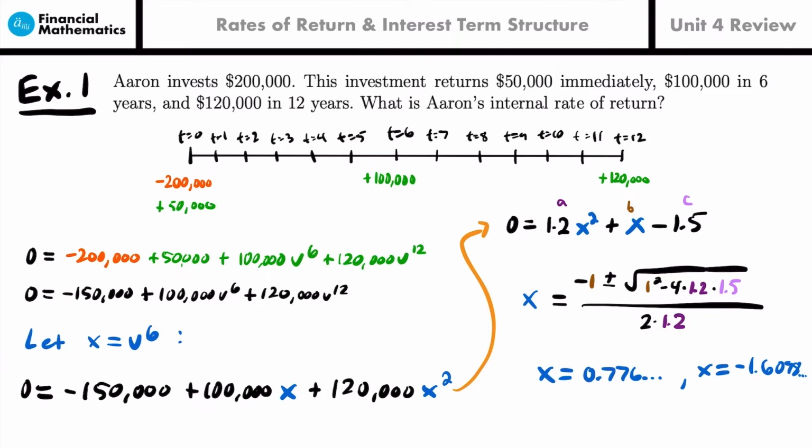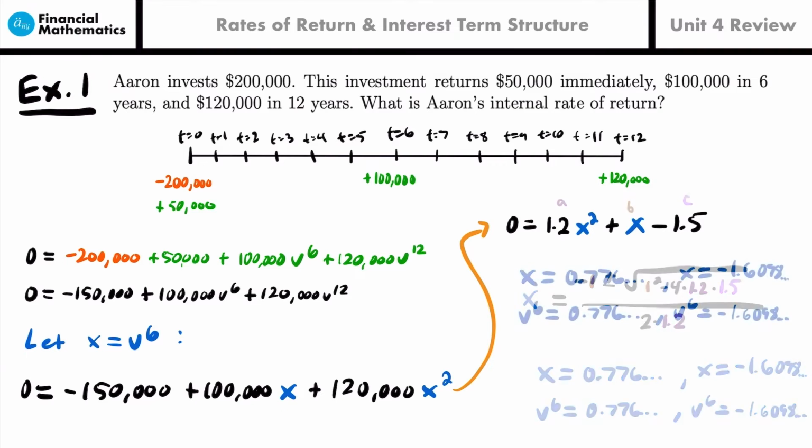But now remember what we set x equal to. x is equal to a present value factor to the power of 6. So really, we have v to the power of 6 is equal to 0.776 and some more decimals, and v to the power of 6 is equal to negative 1.6098 and some more decimals. And now we can solve for our internal rate of return, the interest rate associated with this present value factor.